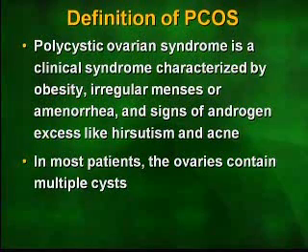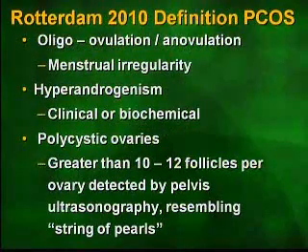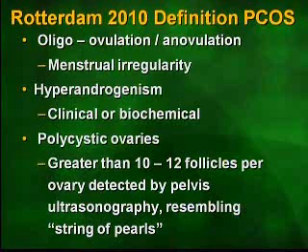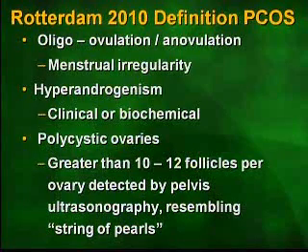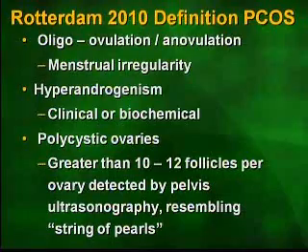In 2010, the Third Consensus Workshop Group met in Amsterdam to review women's health, and they looked at PCOS and they made a definition. The broad guidelines that they came up with included oligo-ovulation or anovulation, hyperandrogenism, the clinical or the biochemical hyperandrogenism, and polycystic ovaries that are noted on ultrasound.